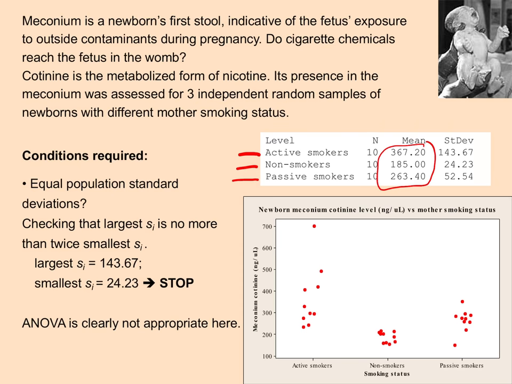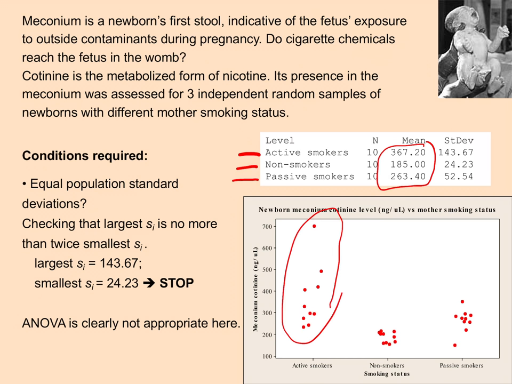And so we see our means here, right? Well, it certainly looks like the pattern we expect. Non-smokers have the lowest cotinine levels. Passive smokers, those exposed to secondary smoke, have the intermediate level, and then the highest level of cotinine is in active smokers. But look at our standard deviations. The largest is certainly more than twice the smallest. Okay, it's about 6 times. So we can't do an ANOVA on this.